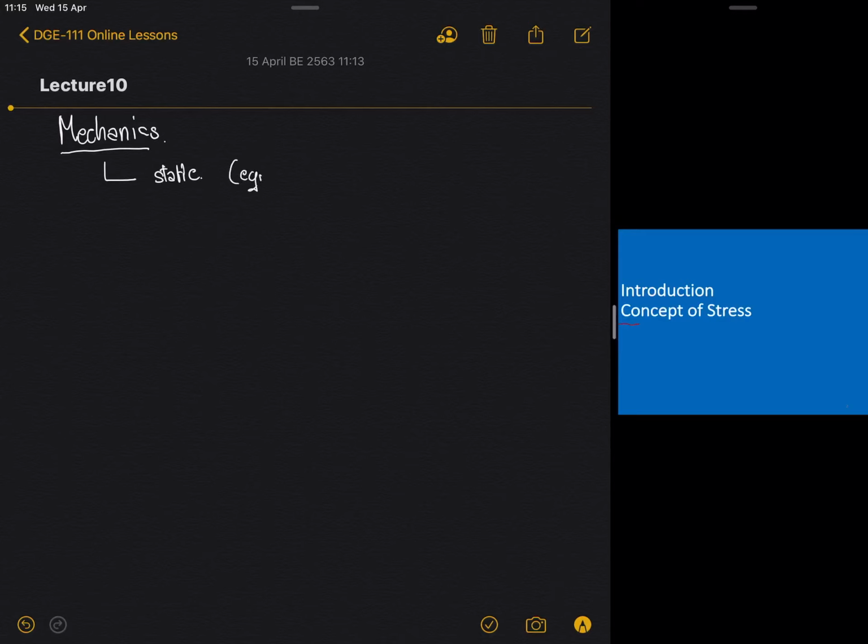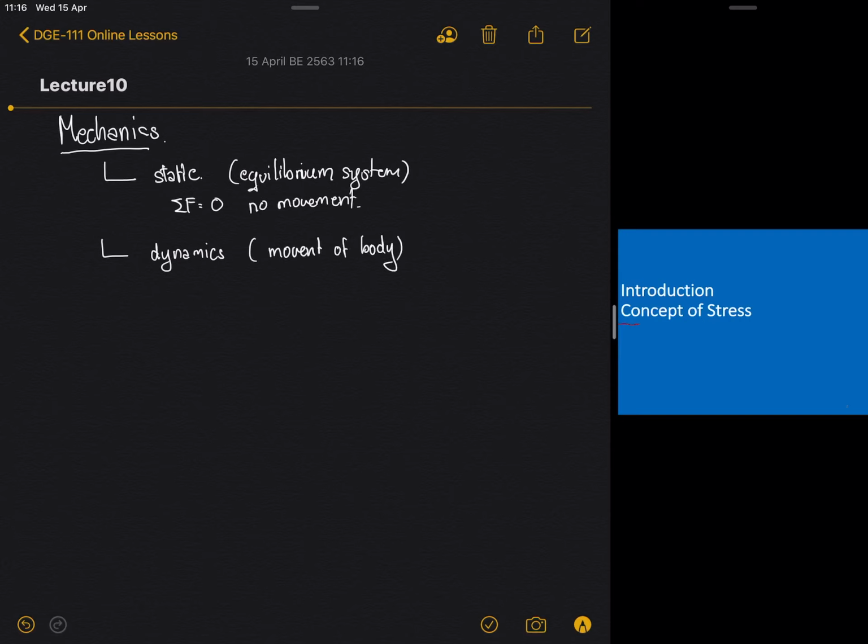So equilibrium of a system: sigma F equal to 0, no movement. Secondly, we learned about dynamics, so there is a movement of the body, and sigma F is equal to ma. In this case, we have acceleration here.